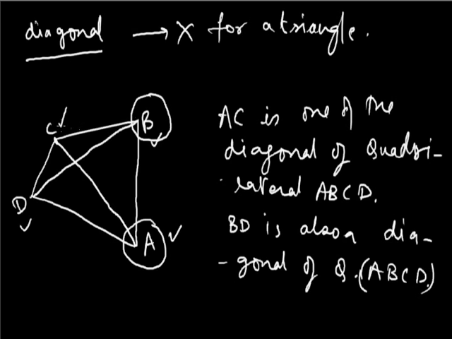Now you can check for vertices C and D. You will obtain the same diagonal by joining vertex C with vertex A as CA or AC, and by joining vertex B with vertex D and obtaining the diagonal BD, which is the same as obtained earlier. So there are 2 diagonals, AC and BD, in the case of a quadrilateral.